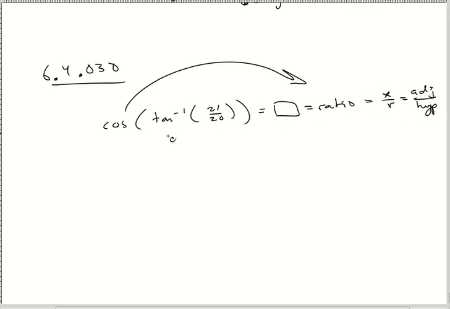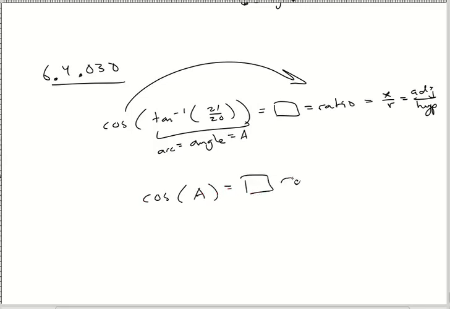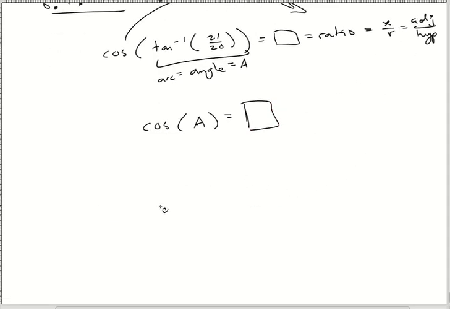But I've got this thing in the middle that I've got to find. This inside, the arc, is always an angle. Whenever you have arc something, it's an angle. So I'm going to replace it with angle A. Just basically my answer is cosine of A is equal to something. And that's not radians. That's not degrees. It's a ratio. It's just a number. It would be a fraction. Fraction is good. See, fractions. Well, what I need to do is draw a picture, draw a triangle of what's going on here. And so, let's say this is my angle A.